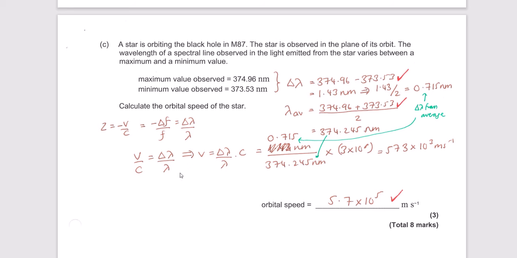I know c, I want to know v, I need to work out delta lambda and lambda. Now, the change in lambda is the change from the average. So the first thing I'm going to do is just work out the difference between these two, which is 1.43 nanometers, and then divide that by 2.